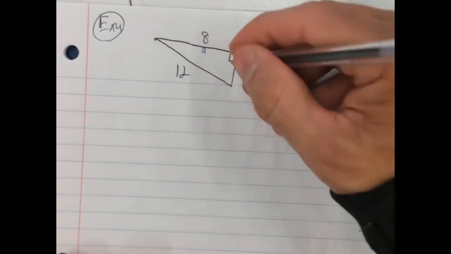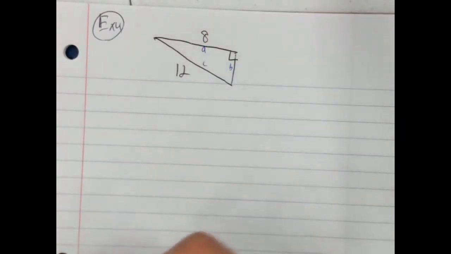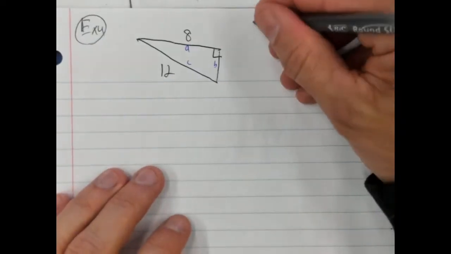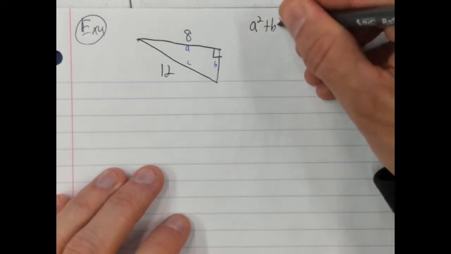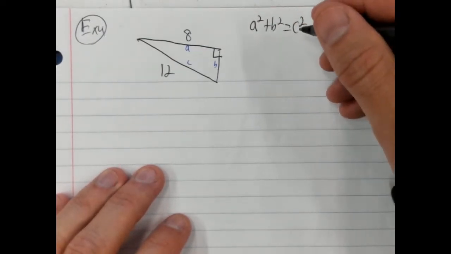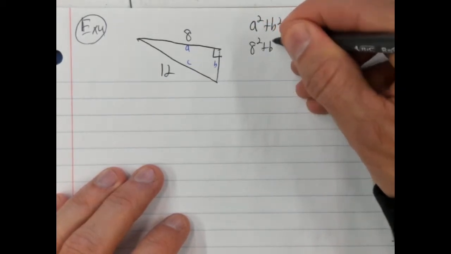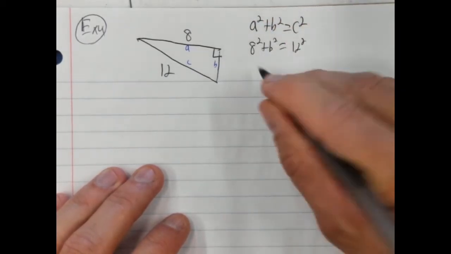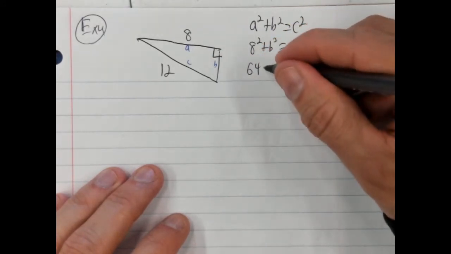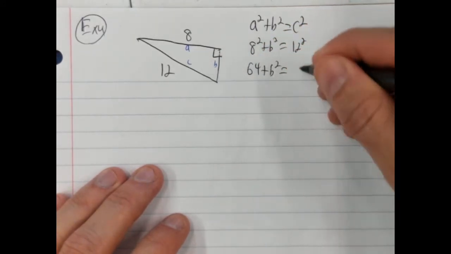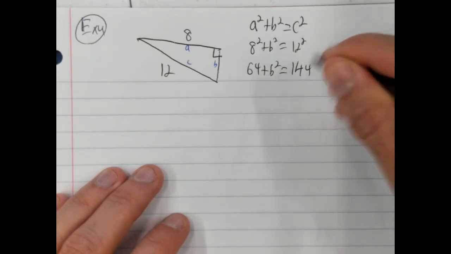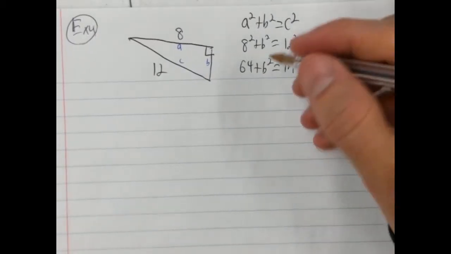Okay. Fair enough. Now we're going to solve this the exact same way, though. So a squared plus b squared equals c squared. All right, a is 8, so 8 squared plus b squared equals 12 squared. 8 squared is 64, and 12 squared is 144. So we're going to subtract 64 from both sides.